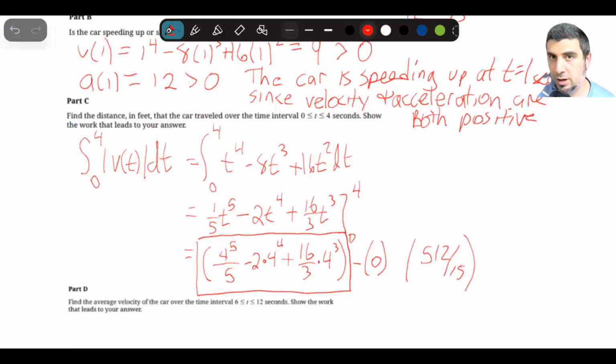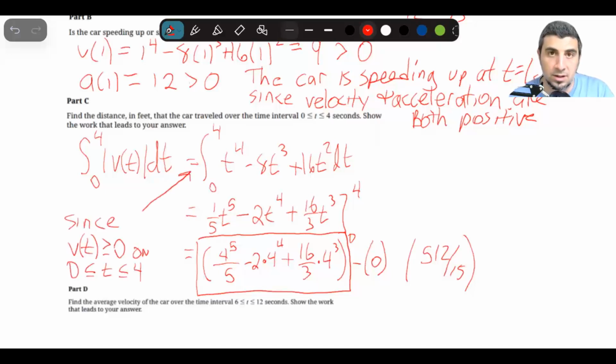Also, it's going to be really important to, at some point, indicate that the velocity is positive on this interval, so the total distance traveled actually does equal the displacement on the interval 0 to 4. This is likely a 3-point part, 1 point for using the absolute value, 1 point justifying why you don't need it because the velocity is non-negative on the interval, and 1 point for the final value.